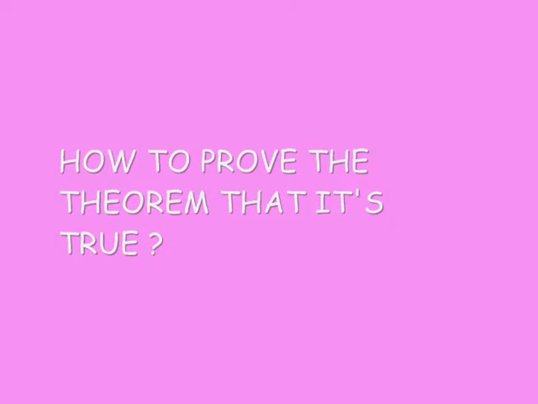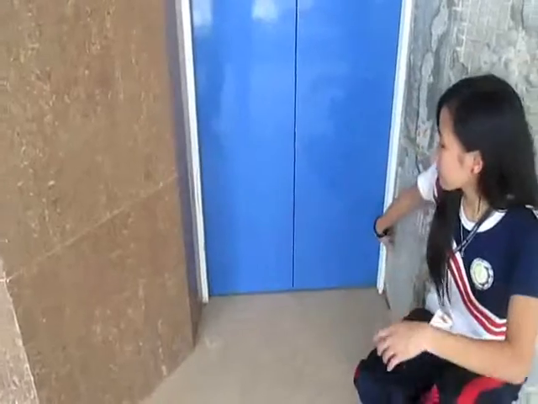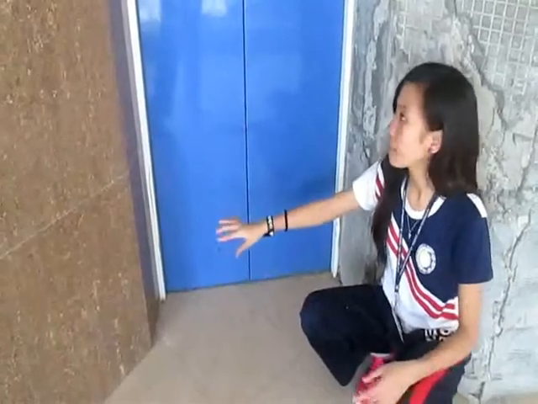Theorem 7. Two lines perpendicular to the same plane are parallel, and conversely, if one of two parallel lines is perpendicular to a plane, the other is also. To prove the Theorem 7 statement, I have here our two parallel lines, and these two parallel lines are perpendicular to this plane, as you can see.